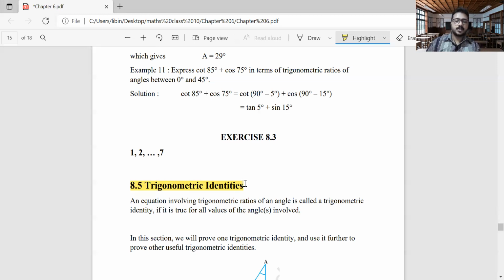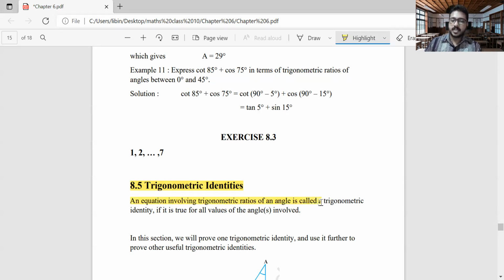So let us see what trigonometric identities are. You have heard the word identity, identities. You know many identities, and also you have heard the word trigonometry. Now we are combining trigonometry and identity together to form trigonometric identities. Let us see what we mean by a trigonometric identity.